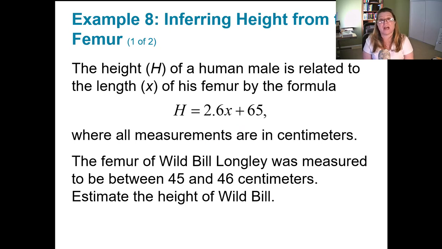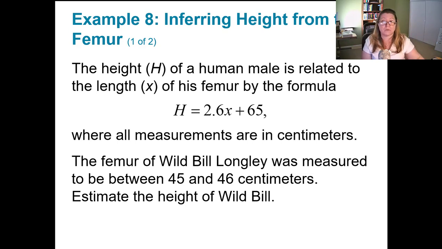Okay, so let's infer the height from a femur bone. So you're given this formula. The height of a human male is related to the length of his femur by this equation: H equals 2.6x plus 65, and all of these measurements are in centimeters. So it turns out we figured out the femur bone of Wild Bill Longley is measured between 45 and 46 centimeters. And we want to know, well, if his femur bone is 45 to 46 centimeters, how tall was he in real life?